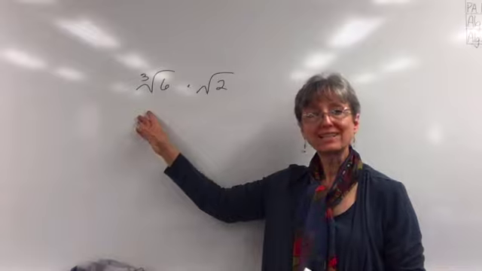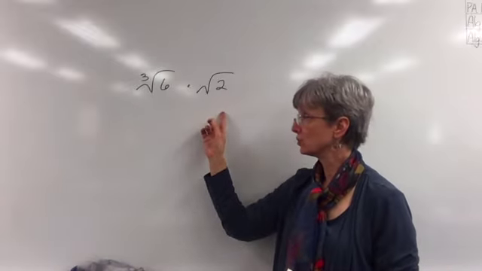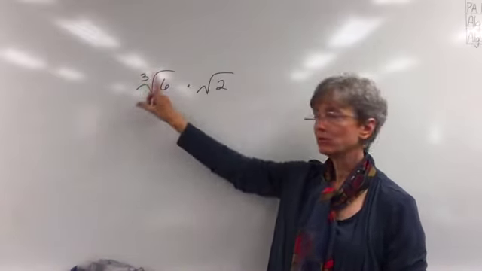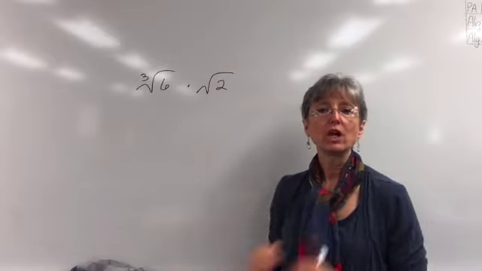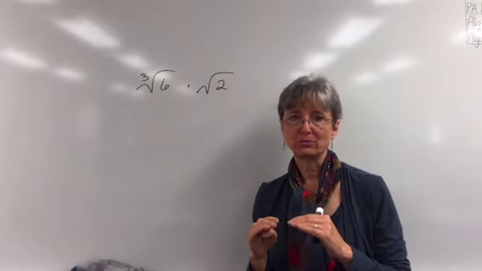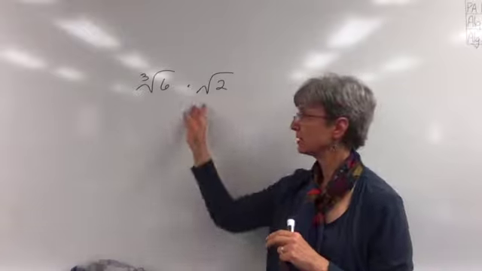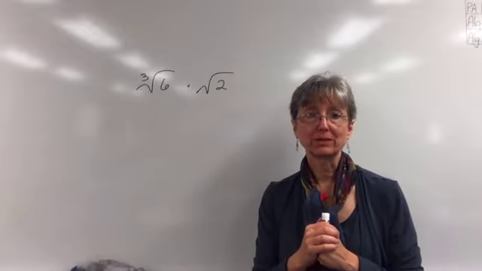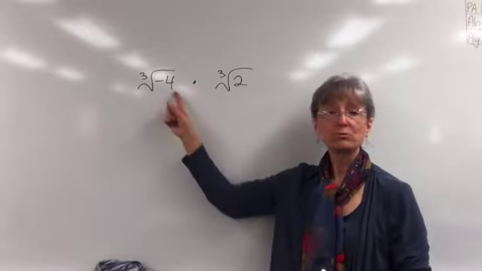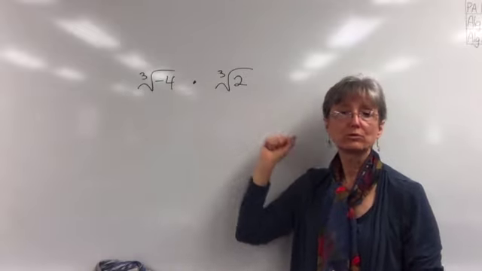Here's the cube root of 6 times the square root of 2. This has an index of 3, this has an index of 2. You cannot multiply them. So you can't multiply them, you are done. Can't be multiplied. Here's another problem, the cube root of -4 times the cube root of 2.